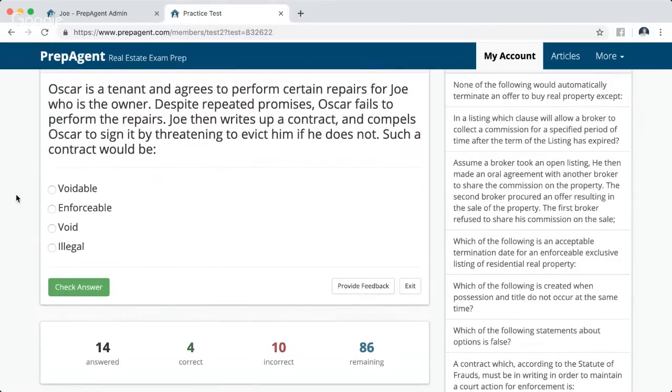Oscar's a tenant and agrees to perform certain repairs for Joe, who is the owner. Despite repeated promises, Oscar fails to perform the repairs. Joe then writes up a contract and compels Oscar to sign it by threatening to evict him if he does not. Such a contract would be: A, voidable; B, enforceable; C, void; or D, illegal.